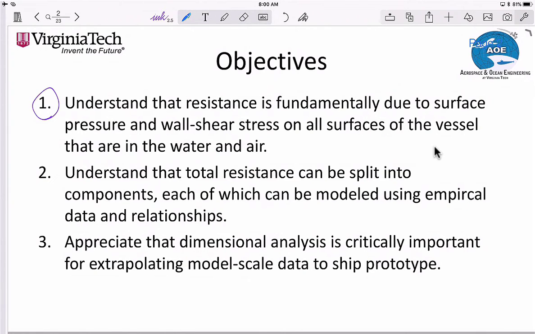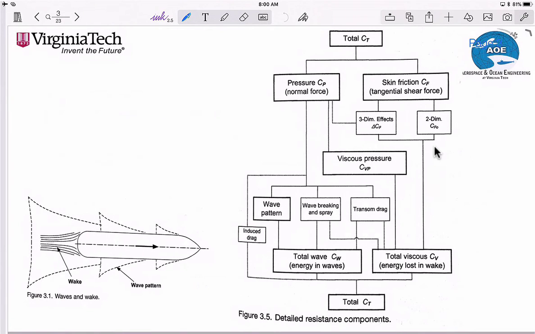We've talked about that a little bit, and in the last week or so we've talked about integrating surface pressure and wall skin friction to get these components of resistance. Number two is that we want to understand that the total resistance can be split into components, each of which can be modeled using empirical data and relationships. And three, we want to understand and appreciate that dimensional analysis is critically important for extrapolating model scale data to the ship prototype.